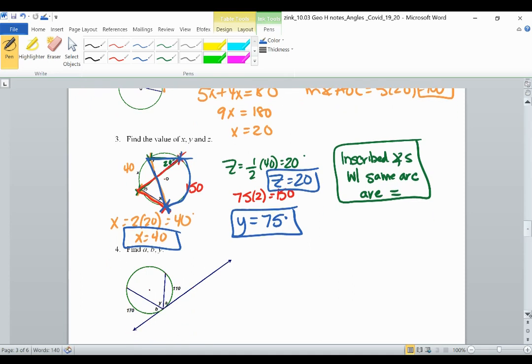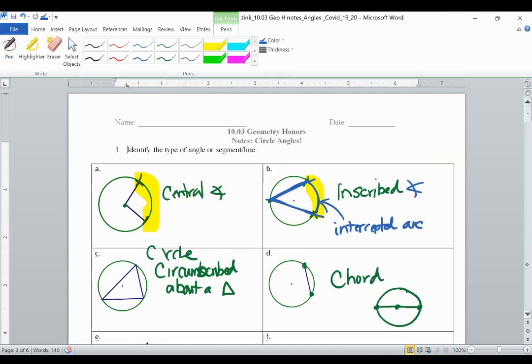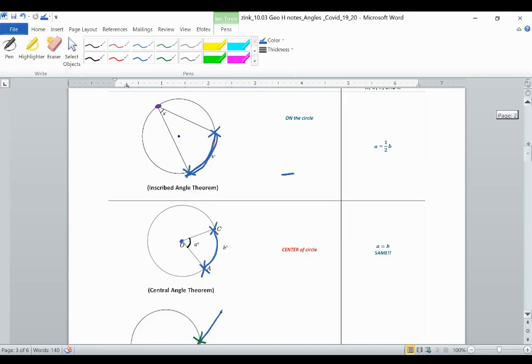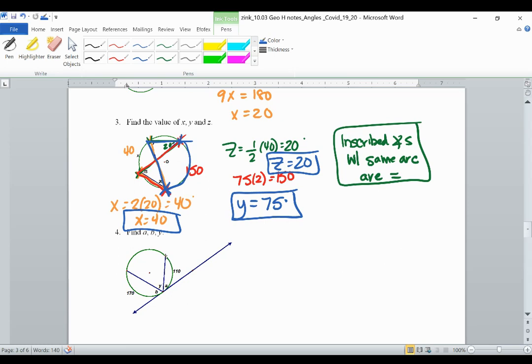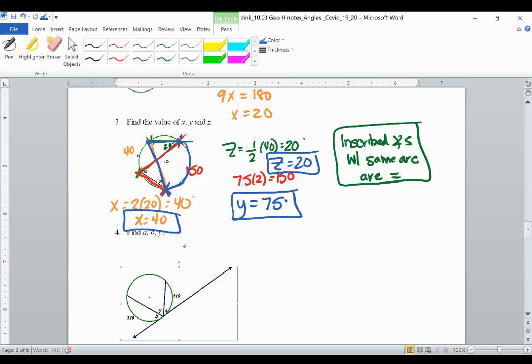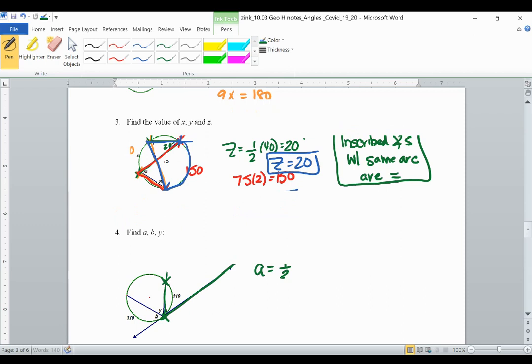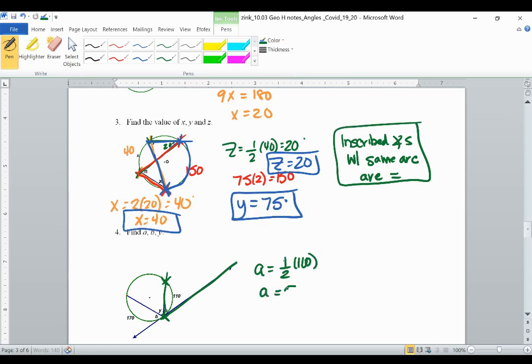Next one, find a, b, and y this time. So here we have a tangent chord angle right here at A. Got a chord right here and a tangent. So it hits the circle here and here. Its intercepted arc is 110. So the vertex is on the circle, so to find A, we're going to take half of 110 degrees. So A is going to be 55 degrees.